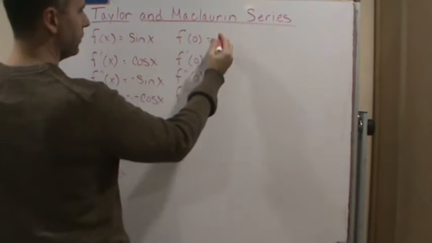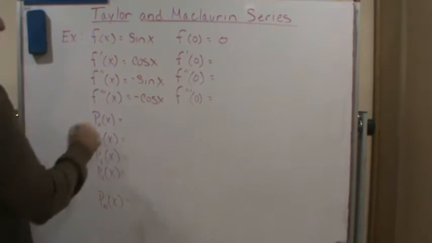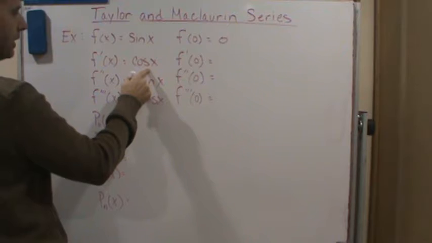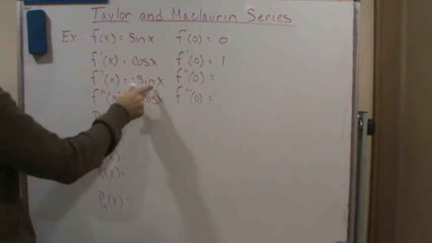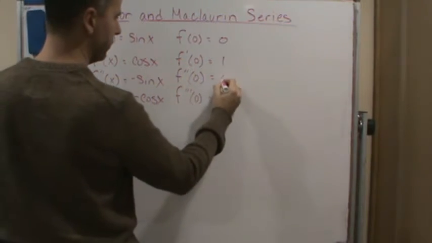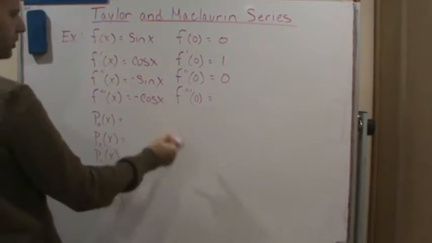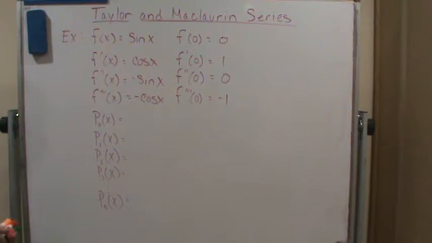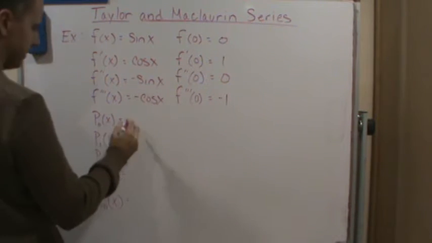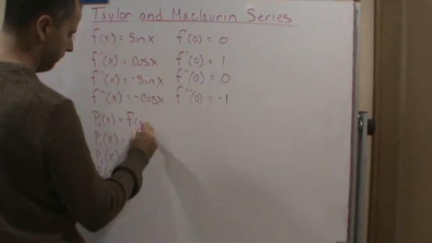So sine of 0 is 0. Cosine of 0 is 1. And then negative sine of 0 is 0. And negative cosine of 0 is negative 1. Okay? Now we're pretty much ready. Because now this, again, is just f of a.